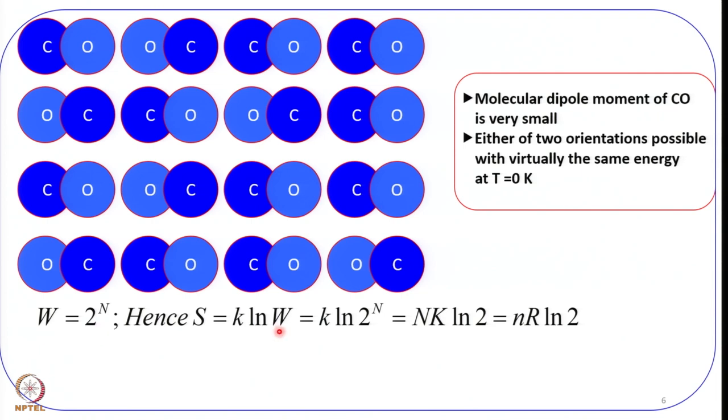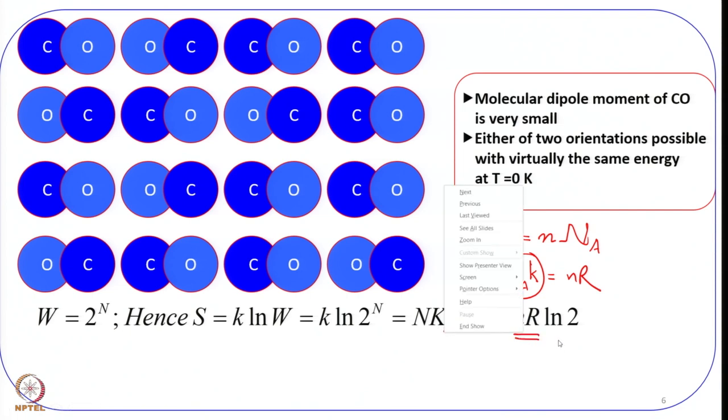Once you substitute W is equal to 2 raised to the power N, it becomes NK log 2, and NK log 2 is NR log 2, because capital N is equal to small n, number of moles, times Avogadro constant N_A, and K times N_A is equal to R. So that's why you have NR log 2 over here.